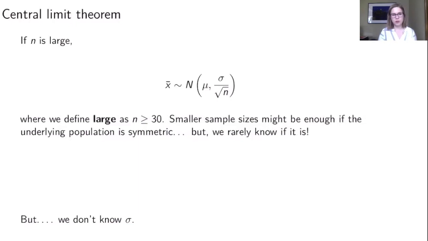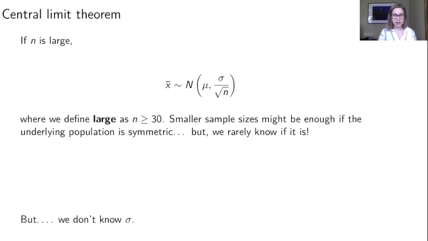So the Central Limit Theorem says that if n is large, then that x bar value is going to follow a normal distribution centered at mu with standard error sigma over the square root of n, where we're going to define large, for n is large, as n greater than or equal to 30. If you have a smaller sample size, sometimes it's okay as long as the underlying population is kind of symmetric and bell-shaped, but we don't usually know that about the population.